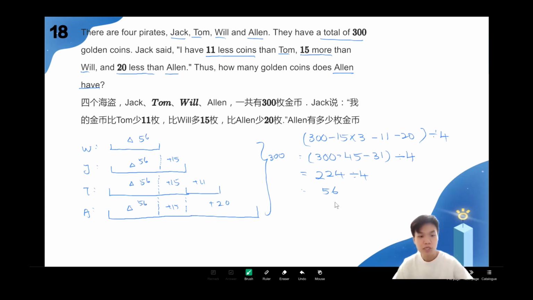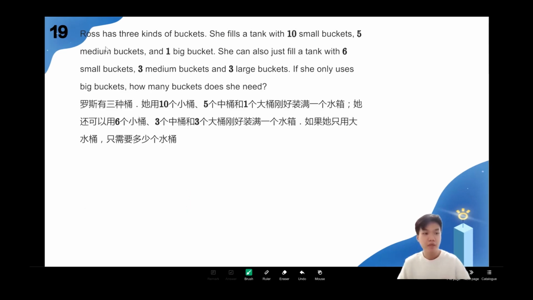And the question wants to find Alan. We can use Alan equals 56 plus 15 plus 20 equals 91 coins. And that's the answer.